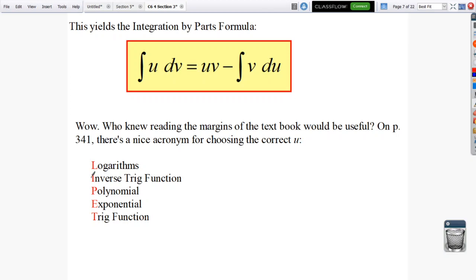Some of your professors aren't gonna like this. Some of your professors want you to get a feeling for what the U is. This right here is the order in which we choose our U. And this is going to make a little bit more sense when we start to actually do this. But we run through this cycle.